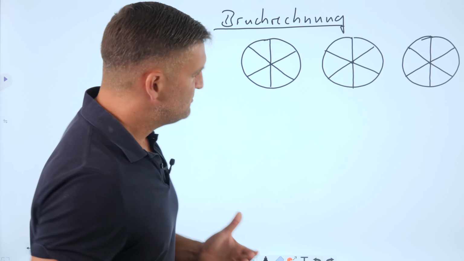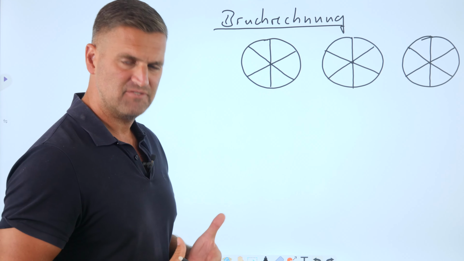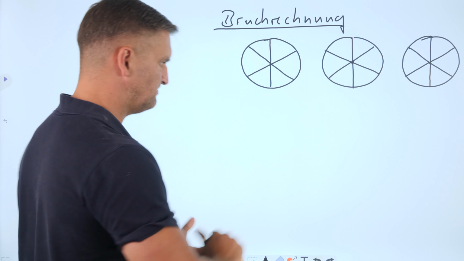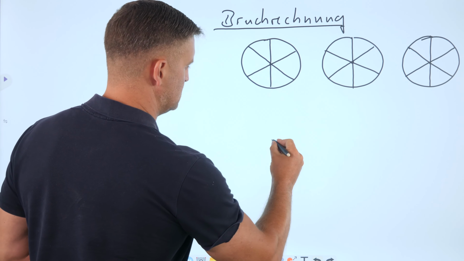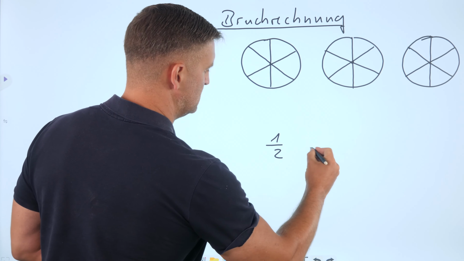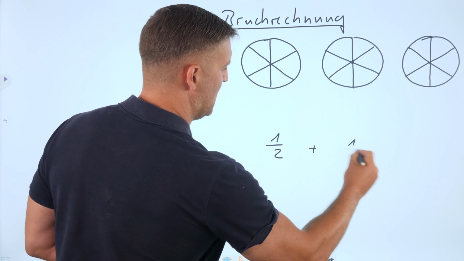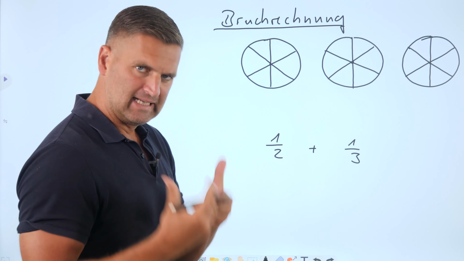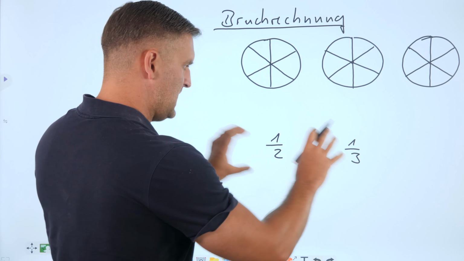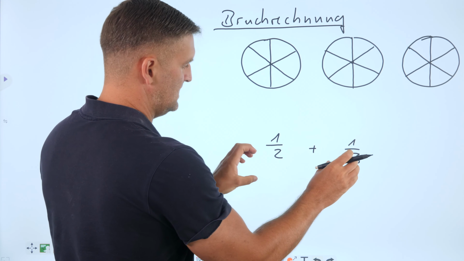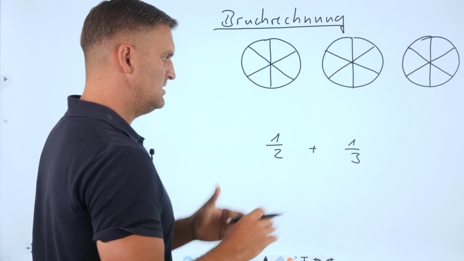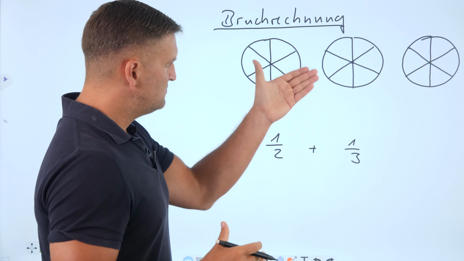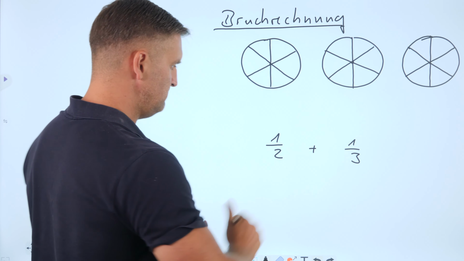Yes, it's about the topic of fractions, specifically adding fractions. I'll try to make it clear visually. You have, for example, 1/2 plus 1/3 to calculate. So you can't do that right away, but you know the rule. You have to bring both fractions to the same denominator first. Why is that the case, and what is the visual connection?